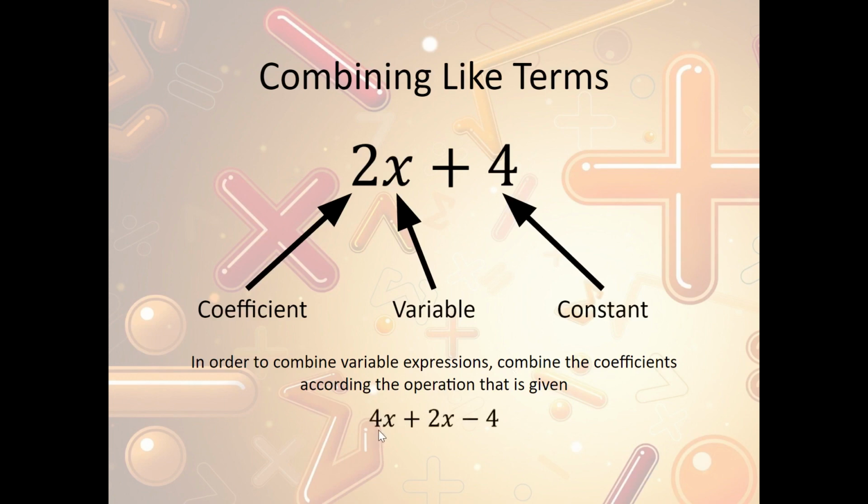For instance, if we had 4x plus 2x minus 4, we would look at these 4x and 2x as like terms, and we would add the coefficients. So we'd add 4 plus 2, which is 6. So this would be 6x minus 4.